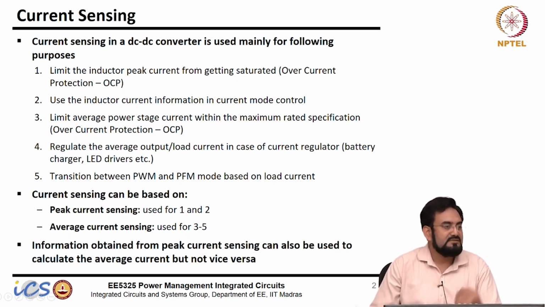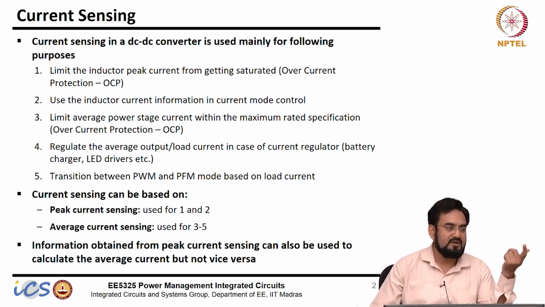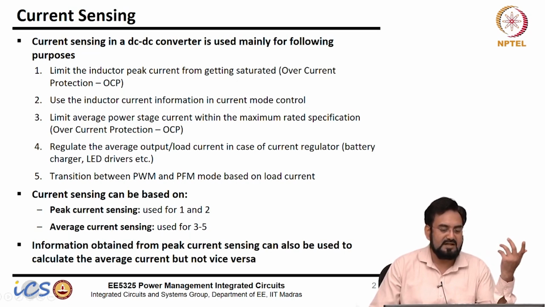Another place where we require current sensing is current mode control. For current mode control, you need the current information. So we use the inductor current information to build a current mode control switching regulator.